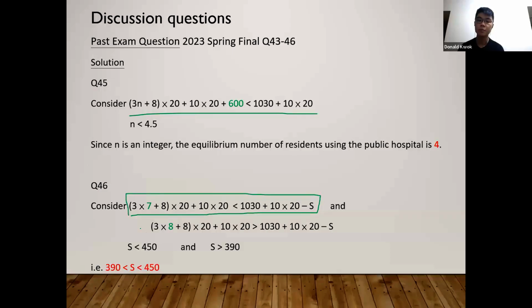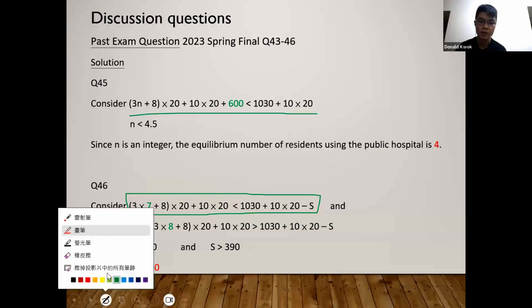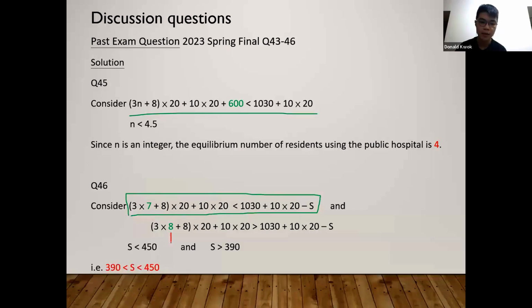All right, because the optimal n is 7, but not 8. So this is why we want the full cost of using public hospital for the 8th resident is larger than the full cost of using private clinic, taking into account the subsidy S. Okay, so now instead of plugging in n equals 7, we put n equals 8, and then swap the inequality sign and take into account the subsidy. And we have the second inequality here. Solving this compound inequality, we'll have the range of values of S between 390 and 450.